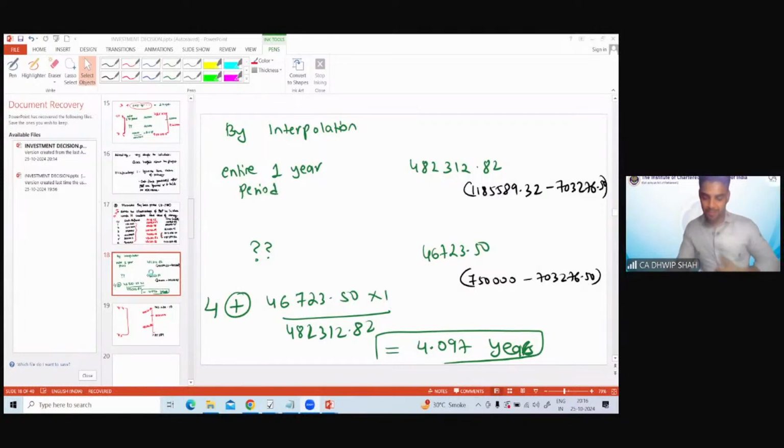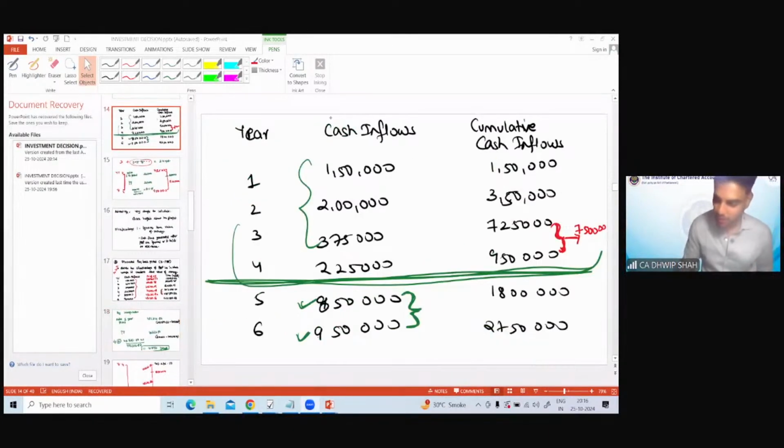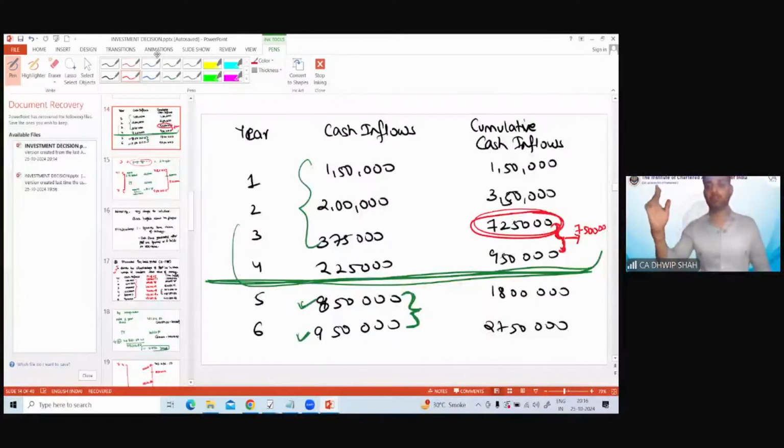It is 3.11, not 0.11. Till 3 years, only 7,25,000 was getting recovered in the normal payback period. Till the end of 3 years, I am just able to recover 725,000. So when I say it would be more than 3 years, it would be 3 plus something. It was not just 0.11. That is 3 plus something, and 0.11 is that plus something figure.